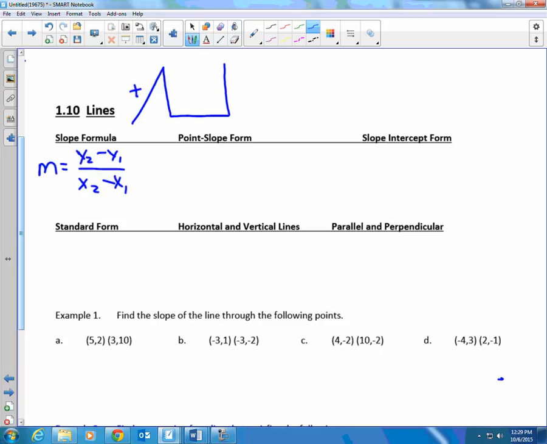Slope is positive. What's that? My writing is poor. Thank you. All right. Slope is negative. What's the slope of the next one? 0. What's the slope of this one? Undefined. So those are 4 types of slopes that you can get. Got it?